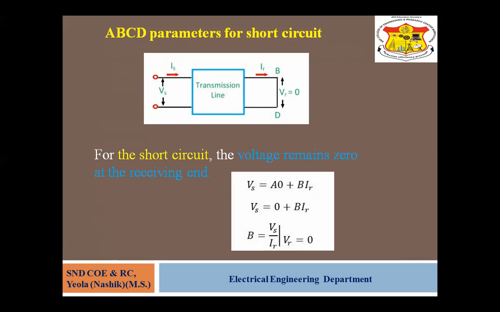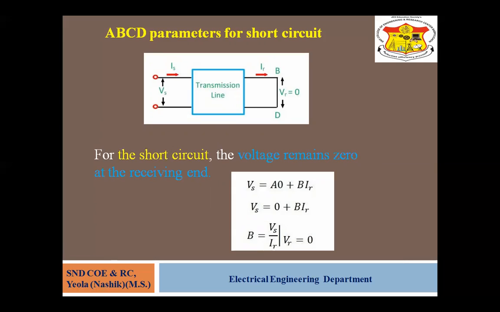The ABCD parameters for the short transmission line. Here, the receiving end is short circuited. When the receiving end is short circuited, the voltage VR becomes 0, and only the current is flowing through this closed circuit, with sending end voltage Vs and sending end current Is. For a short circuit, the voltage remains 0 at the receiving end.